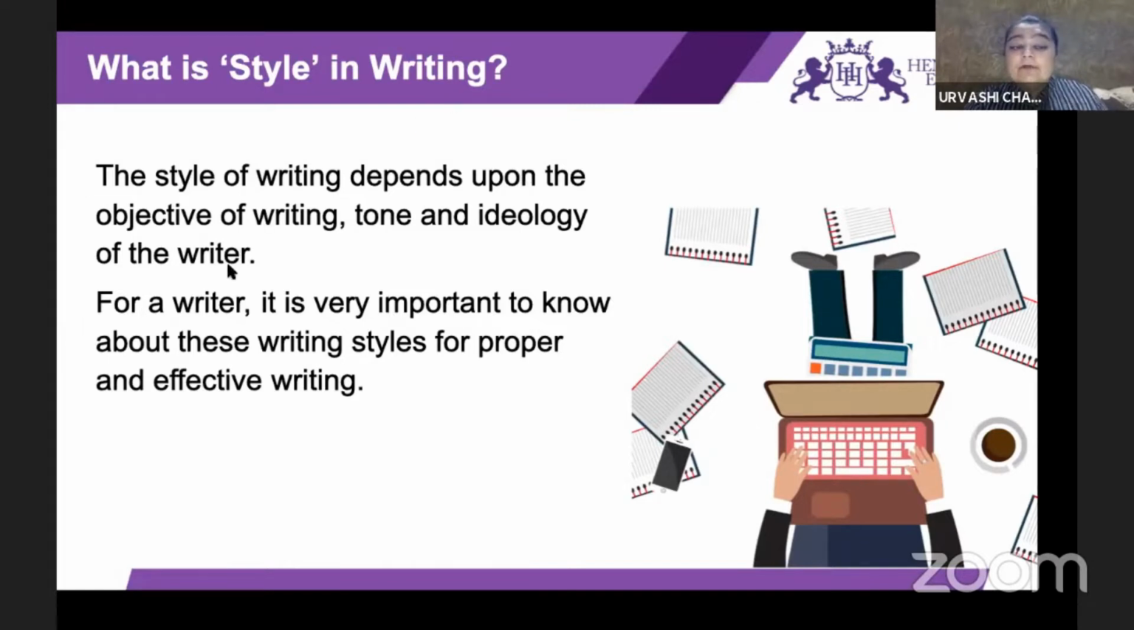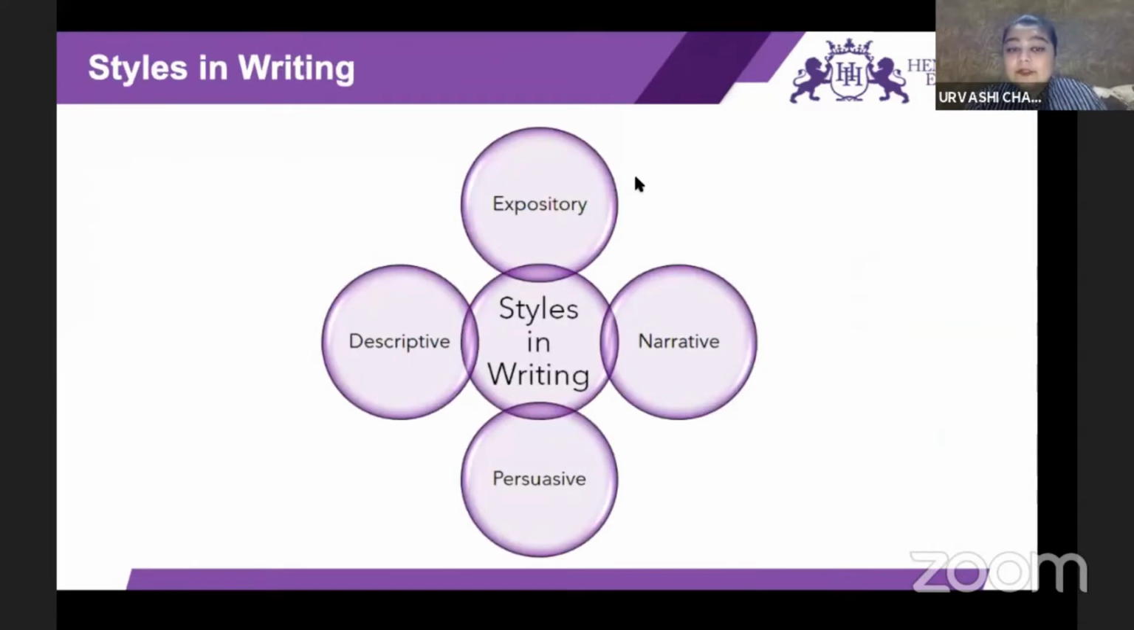So here, from the writer's perspective, when we're talking about a typical style, we are talking about the tone in which the writer is writing. Why the writer is writing about that particular topic should be very clear, and the ideology of the writer should also be very clear. So we are talking about these 4 styles in detail during the course, which are expository, narrative, persuasive, and descriptive. Of these, the descriptive and the narrative style are most commonly seen.